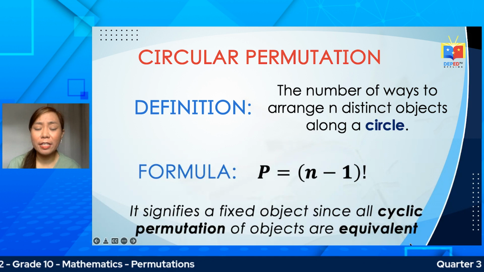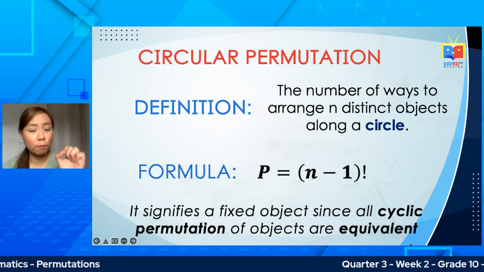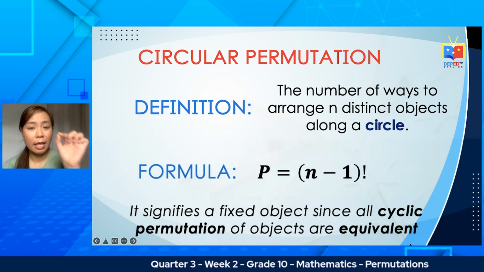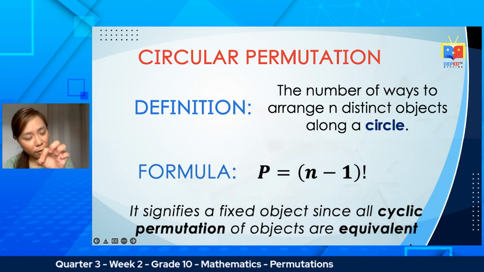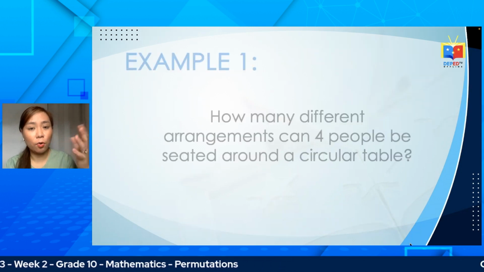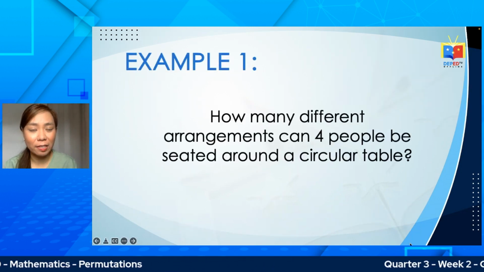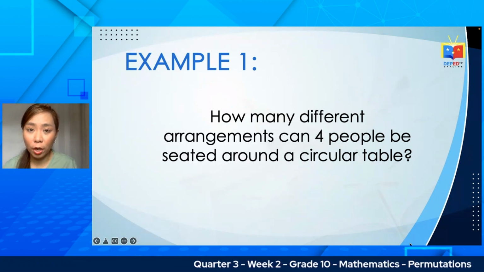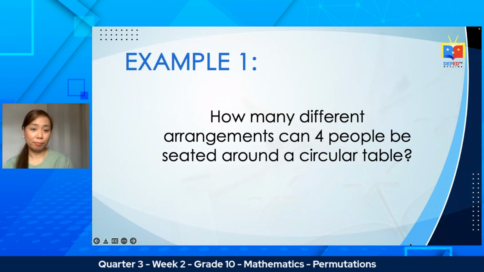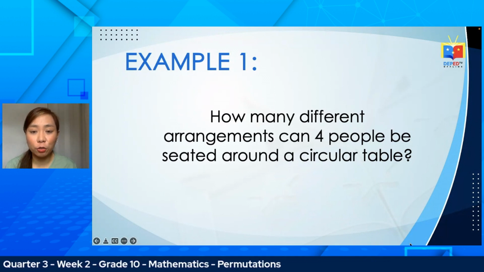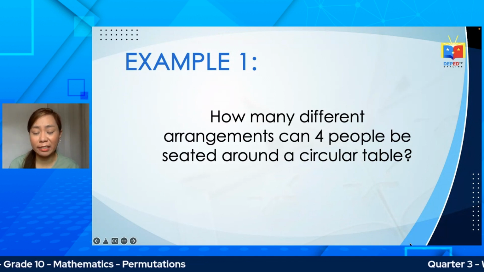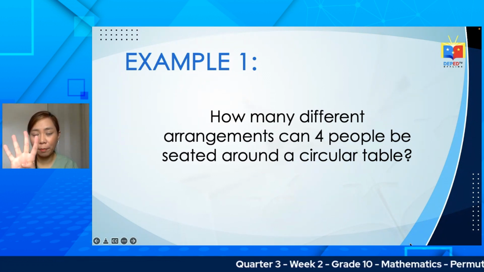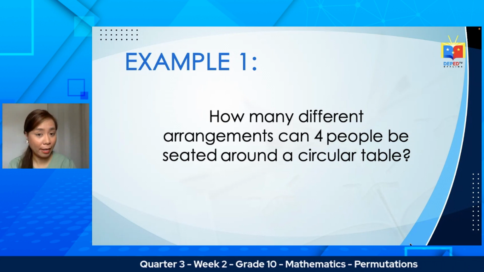The minus 1 signifies a fixed object since all cyclic permutations of objects are equivalent. Cyclic meaning we will just be moving one position. So we have to have one fixed object. So let's have this example to further understand what I just said. How many different arrangements can 4 people be seated around a circular table? There are 4 people and we want to arrange them, right?